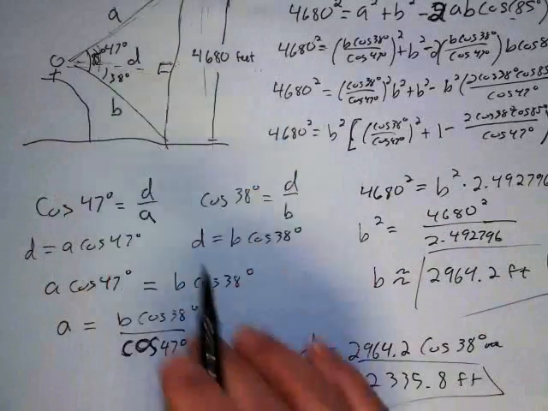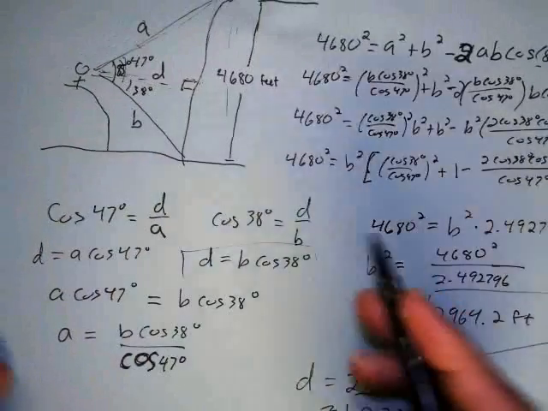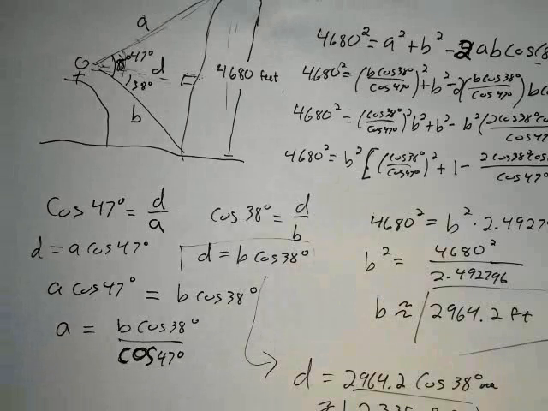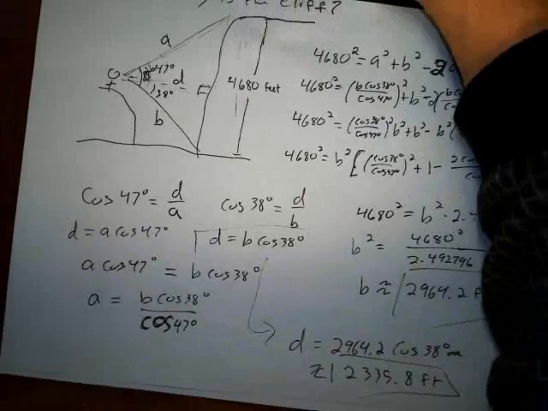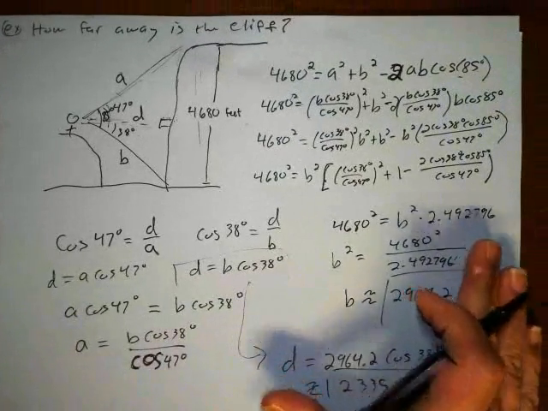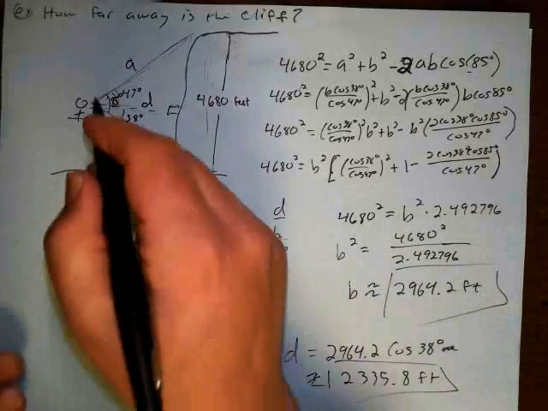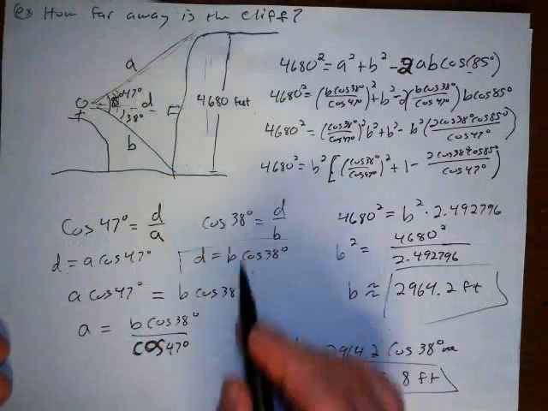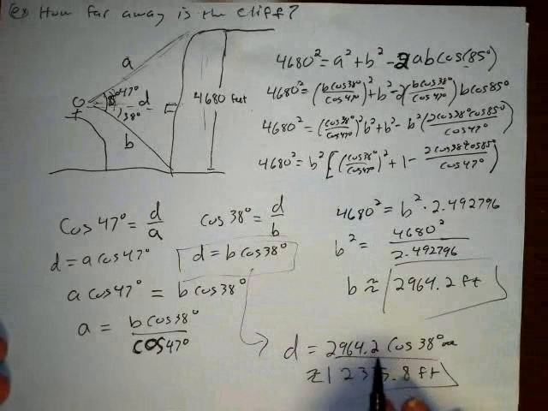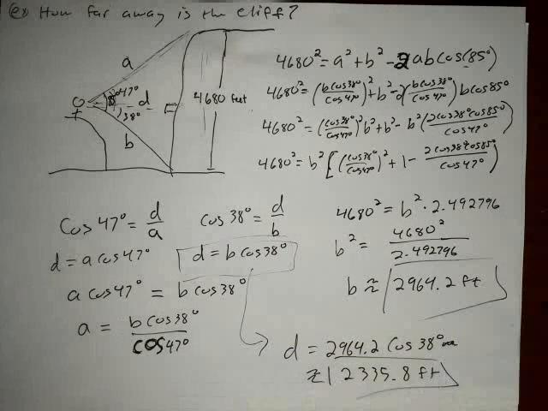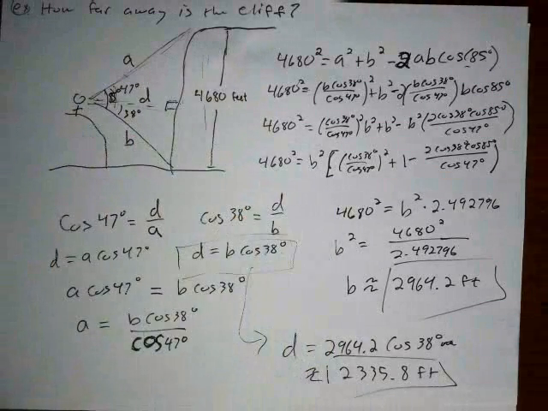That's what this is. So I found that, and then I was able to find this by using this relationship here. Okay, so let me zoom out on that. Hopefully I got most of that in there. So I had to, again, I found b, I found this distance. So to find that, I used this relationship. And I just plugged this in for b times the cosine of 38. And I got the distance from here to here.